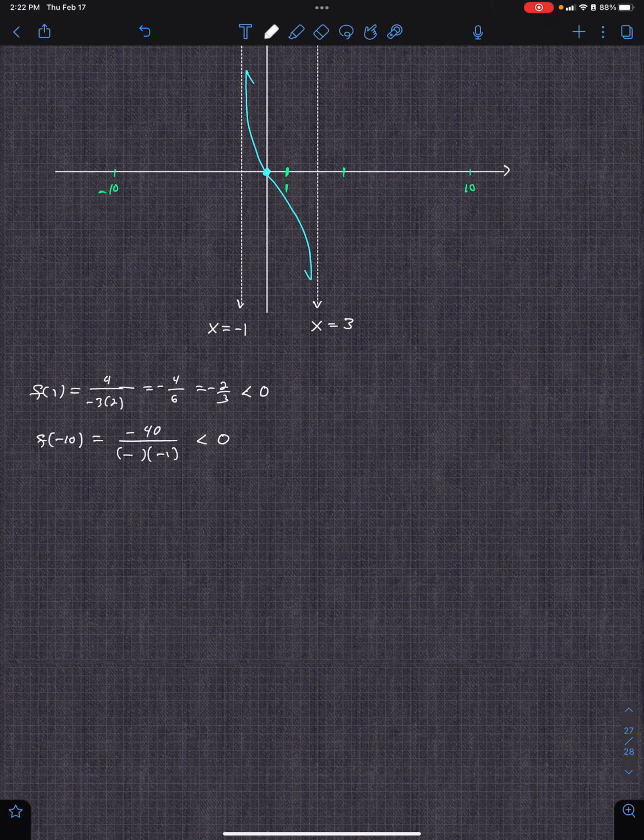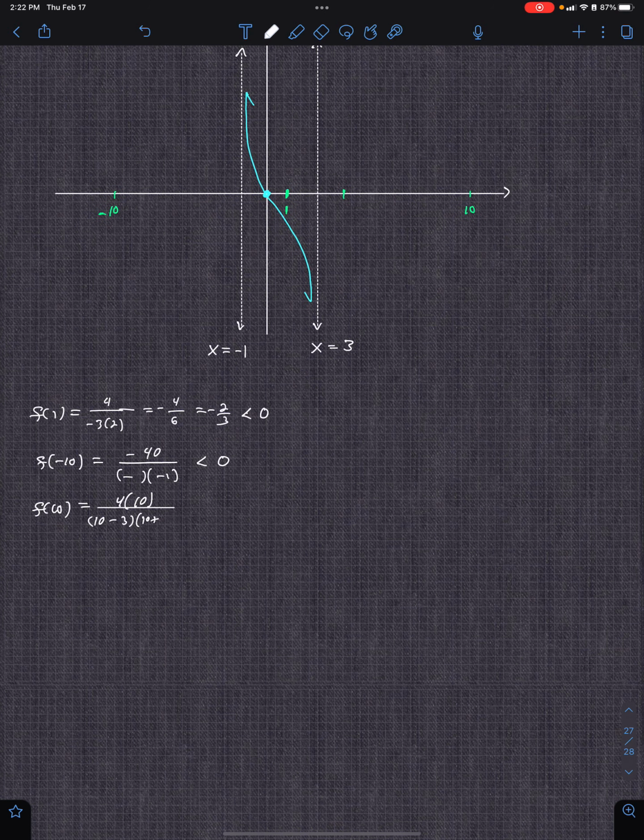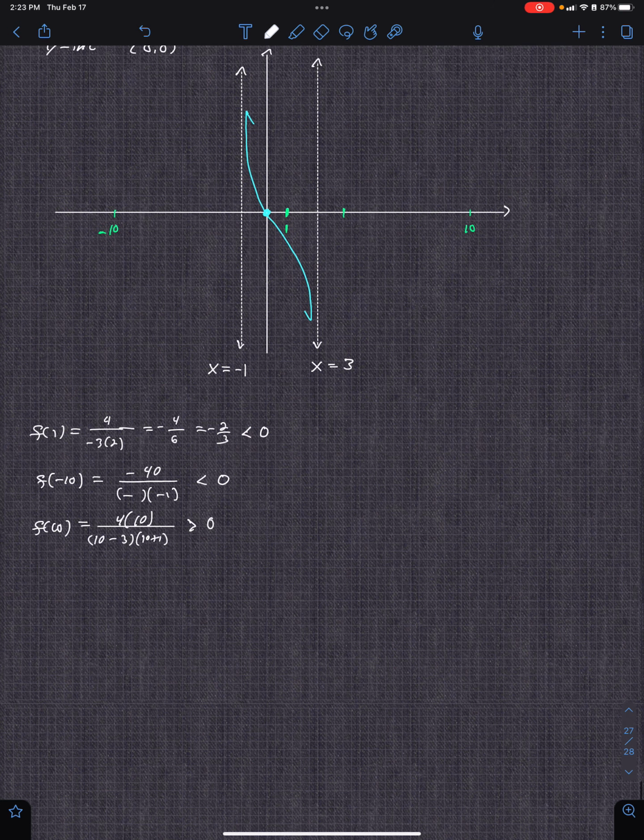Okay, next one. Let's do f of 10. Same rationale. I'll show this one. It's 4 times 10. So this is what you're doing, you're plugging it in. 10 minus 3, and then 10 plus 1. Everything's positive, right? You don't have to evaluate it. It's just positive. Okay, so once you know that, then you know it has to be above the x-axis.